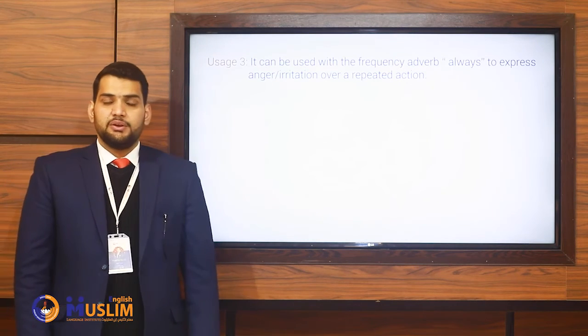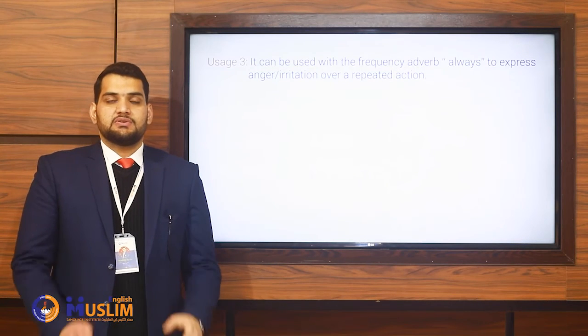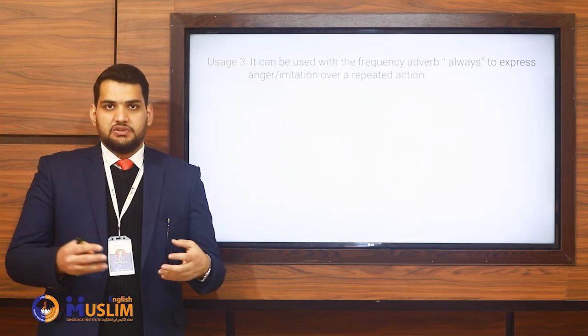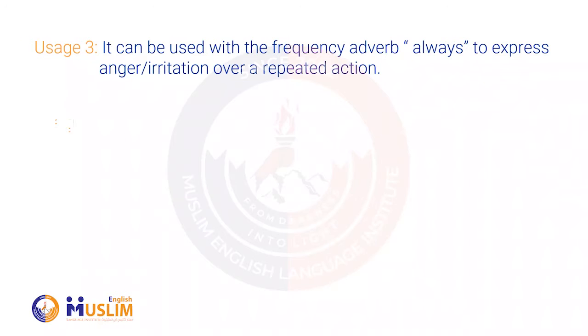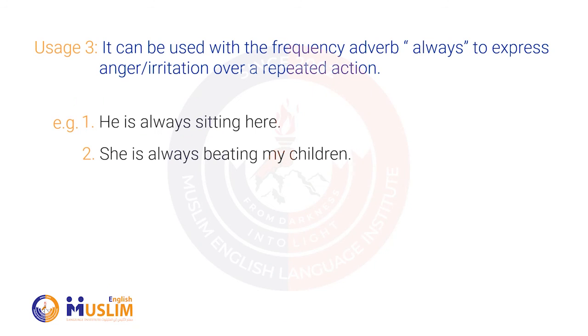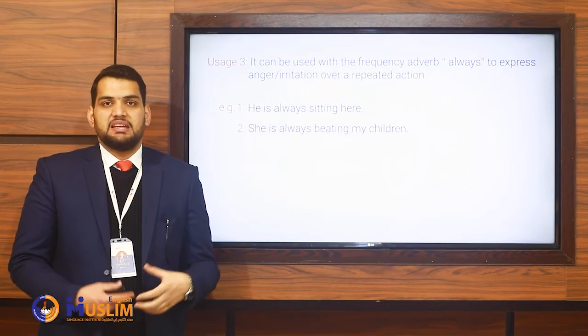Now, usage number 3 says that it can be used with the frequency adverb always to express anger or irritation over a repeated action. Now, sometimes we can use the frequency adverb always to show an action that irritates you or that disturbs you. So, for example, he is always sitting here. I don't like it. I don't like that he's sitting here. Or she is always beating my children. This action of hers irritates me. It makes me angry.